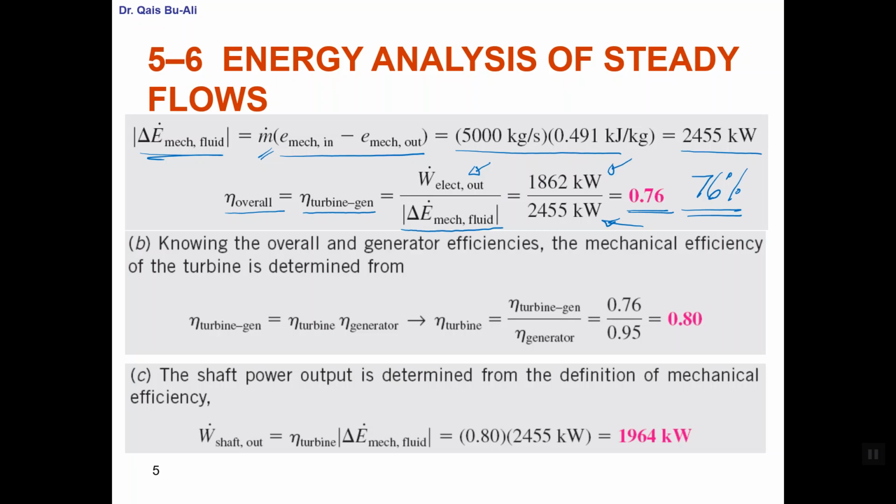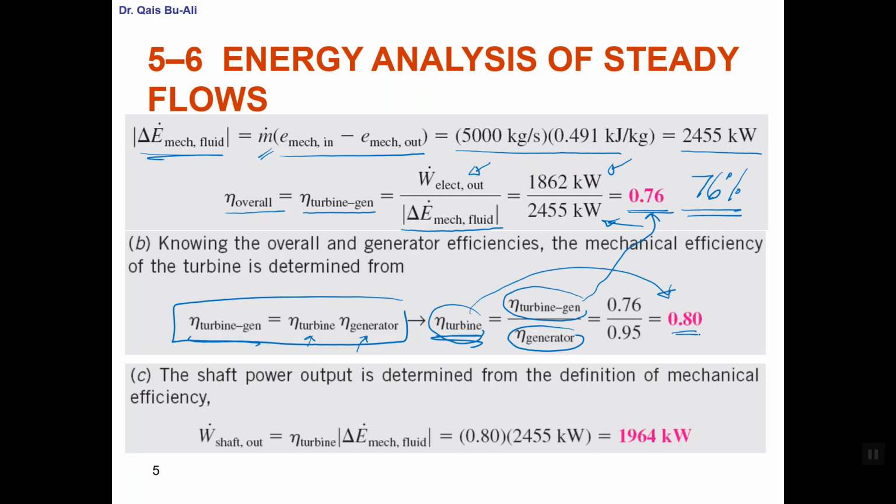Part B, he's asking for, I believe, the efficiency of the turbine generator, the efficiency of the turbine. We know this from the previous lecture, that the efficiency of the turbine generator is equal to the efficiency of the turbine multiplied by the efficiency of the generator. But the efficiency of the generator is given to us, and the efficiency of the turbine generator we just calculated here. So I can calculate the efficiency of the turbine, which turned out to be 0.8 or 80%.